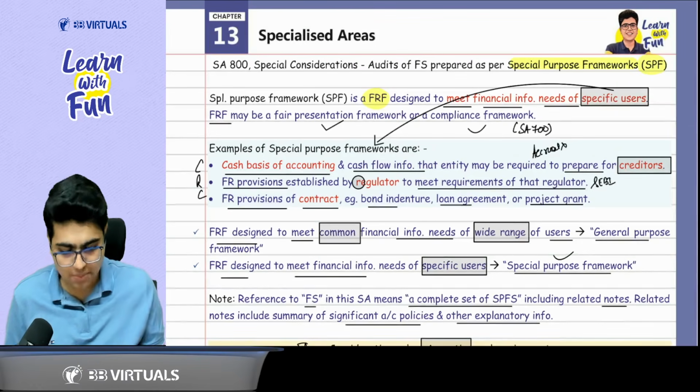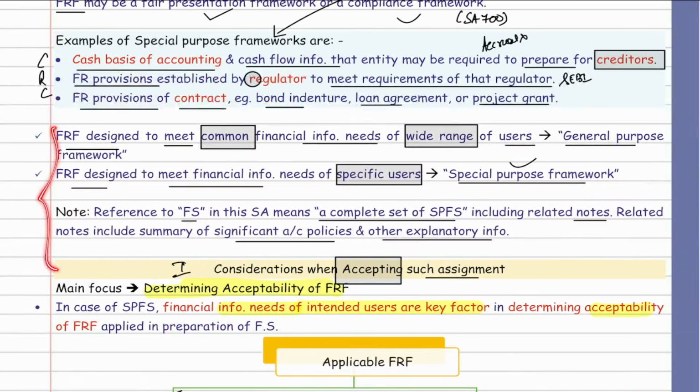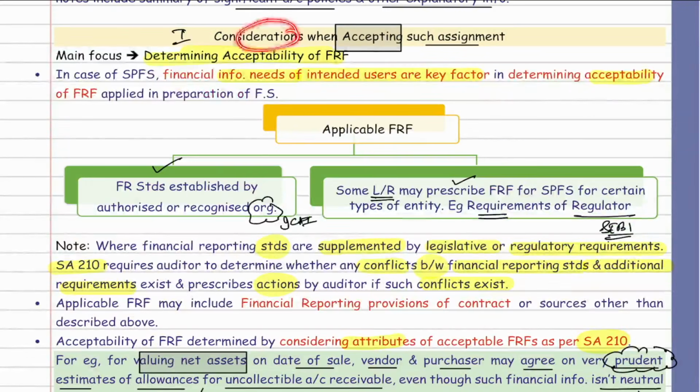So now if you come to your book, let's have a quick revision from the book. So we are focusing on SA 800, financial statements audit prepared as per special purpose framework. We'll call it SPF. SPF is a FRF designed to meet the financial information needs of specific users. Now, what are the examples of specific users? CRC: creditor, regulator, and contractor. This thing we have already covered. Now focusing on the considerations when accepting the audit.